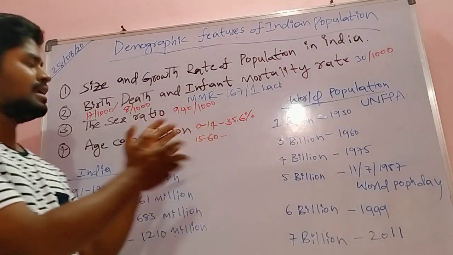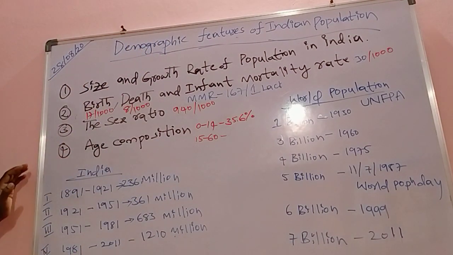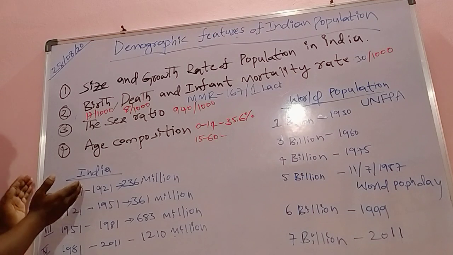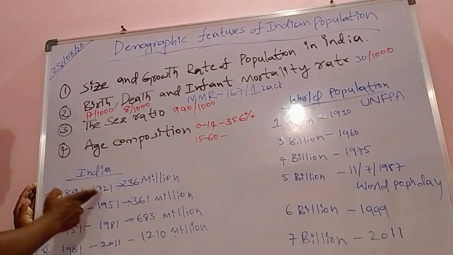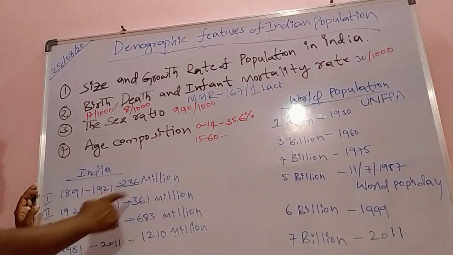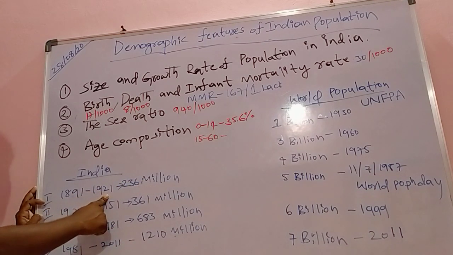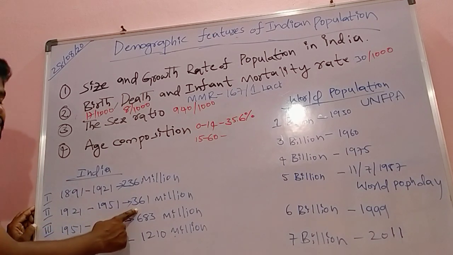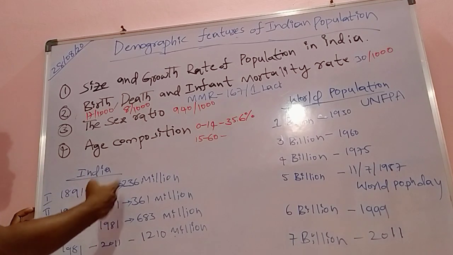So if you look at the same Indian scenario, the Indian size and growth rate of population, you can observe here the Indian population structure. In the first stage, from 1891 to 1921, almost 30 years, there is 236 million population of India, right? Means it's around 20 plus crores of Indian population by 1921. You look at the second stage from 1921 to 1951, there is 361 million. Means 10 crores it has increased. The population is increasing like anything.